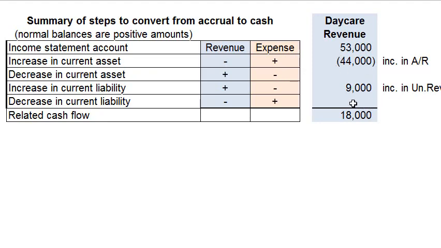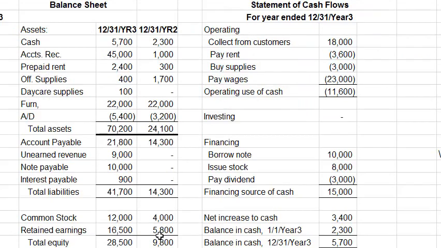Then we go and we look to see if there's any type of current liability that would be related to recording revenue, and we know to look for unearned revenue for that. Sample Daycare does have unearned revenue. Beginning of the year balance was $0. End of the year balance was $9,000. That's a $9,000 increase in a current liability.